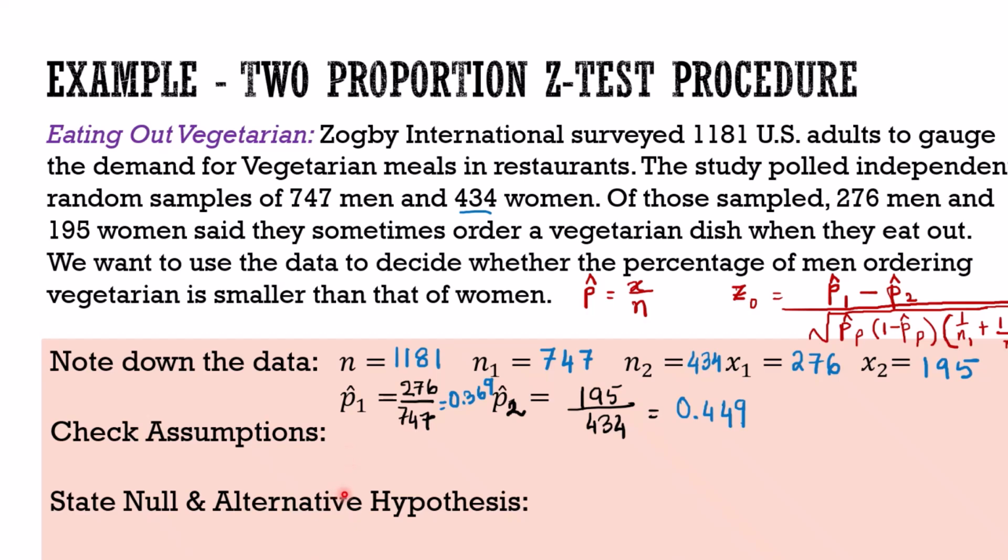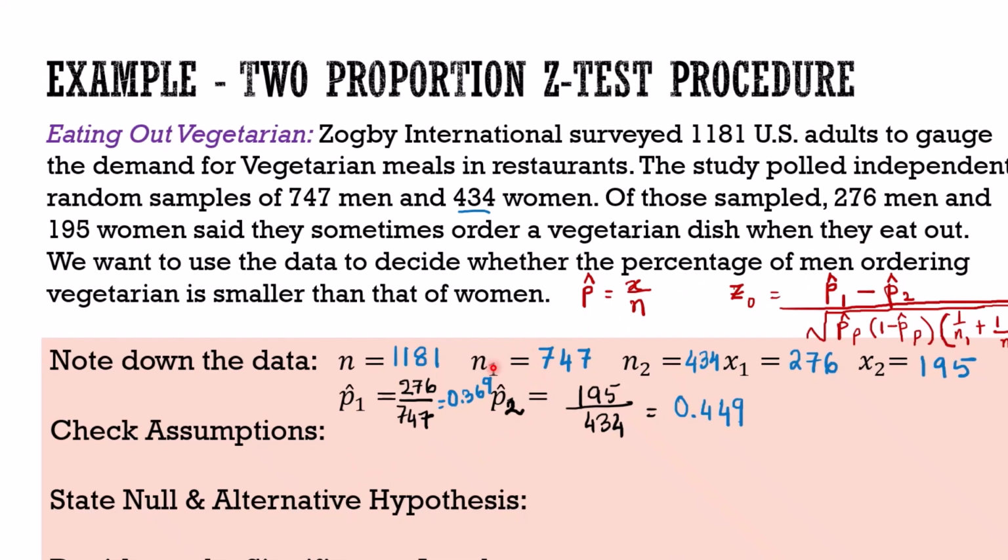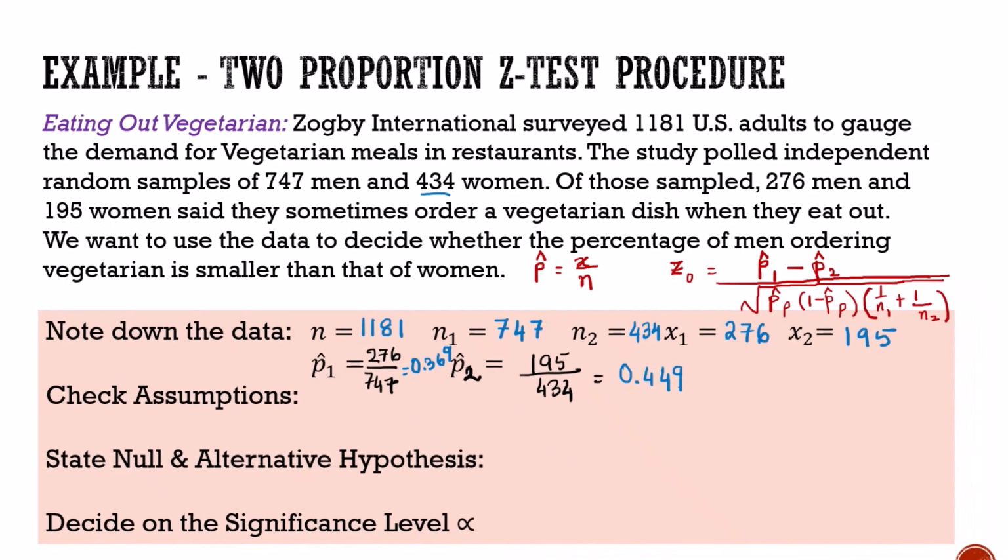What are the assumptions? Simple random sample. They should be independent. So let me write that. It should be SRS, and the question itself says they were random samples, then they need to be independent. So both those conditions are met. Independent samples. Where does it say? Over here it says independent samples.